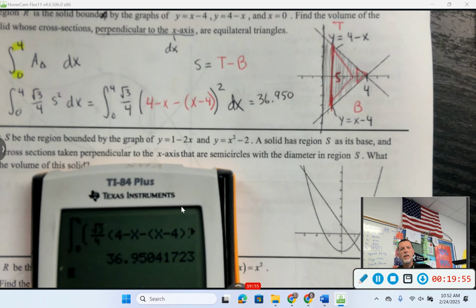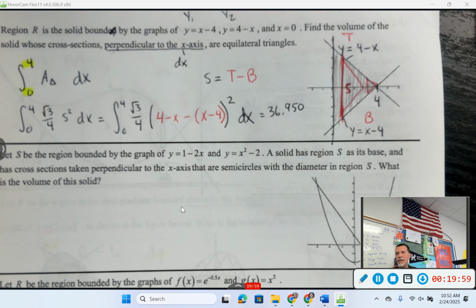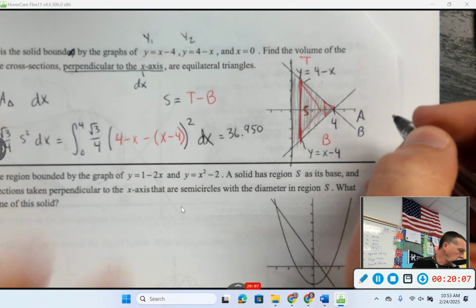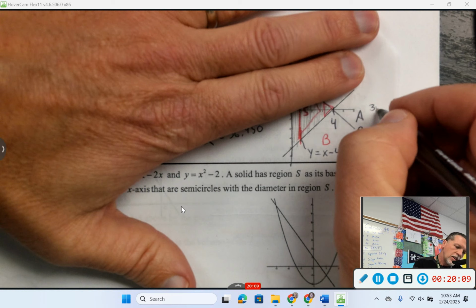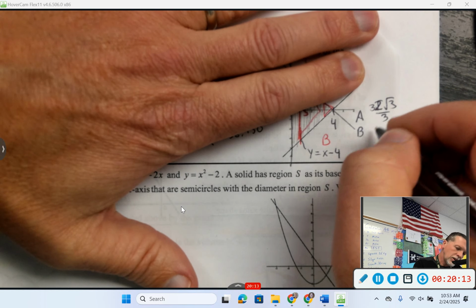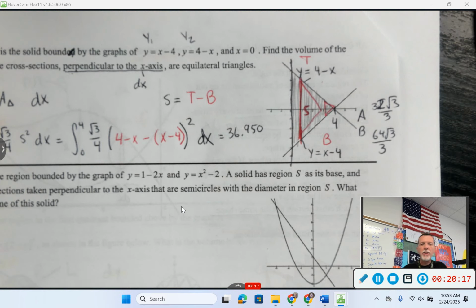So that's adding up all of the triangles. A little side note here. What if our answer choices were 32 root 3 over 3 and 64 root 3 over 3? How would we know which one it was?